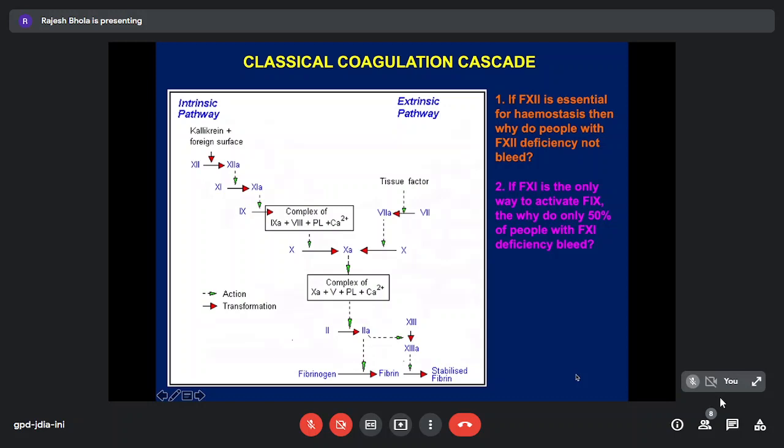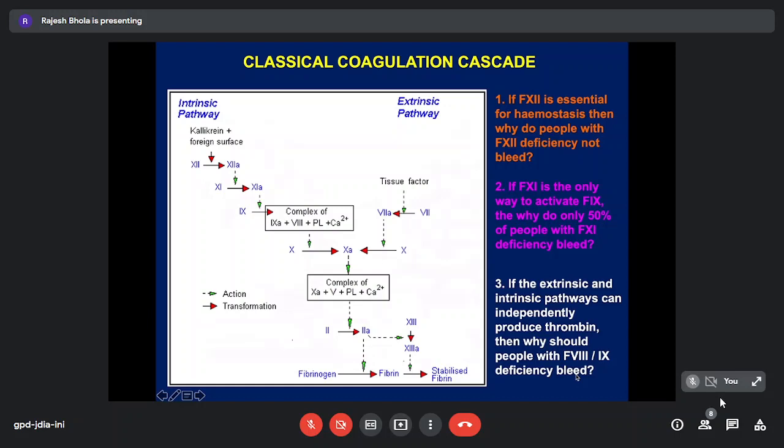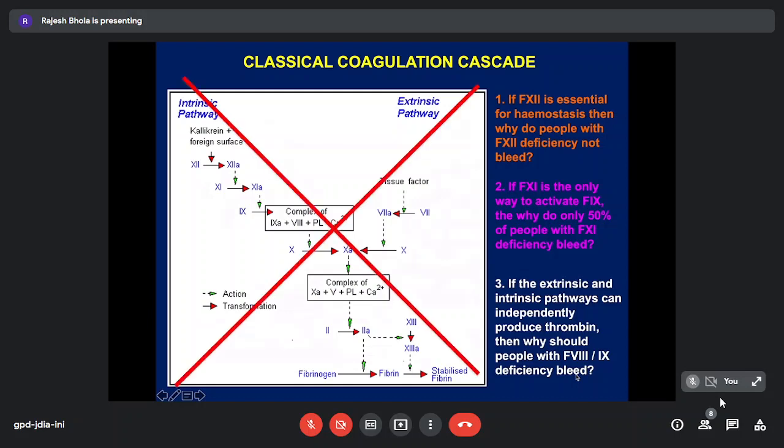So is there any alternative pathway that can forgo the factor 11 defect? And if the extrinsic and intrinsic pathways can independently produce thrombin, why do people with factor 8 or factor 9 deficiency bleed? They should compensate by an overactivation of the extrinsic pathway. Because of these questions, the cascade model may not hold good.